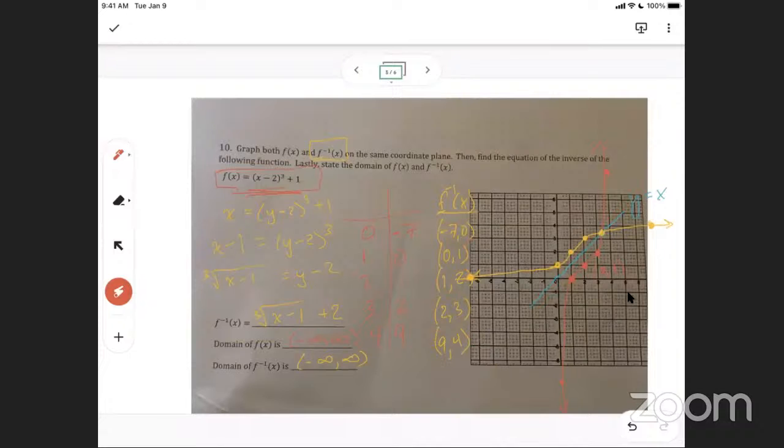And the domain of f of x is going to be the same as the range of f inverse of x. And the range of f of x is going to be the same as the domain of f inverse. Why? Because you're switching the x and the y. Everything inverse has to do with is the fact that the x's and the y's get interchanged or flipped. And that's also why the line y equals x is the line of symmetry, or the axis of symmetry.